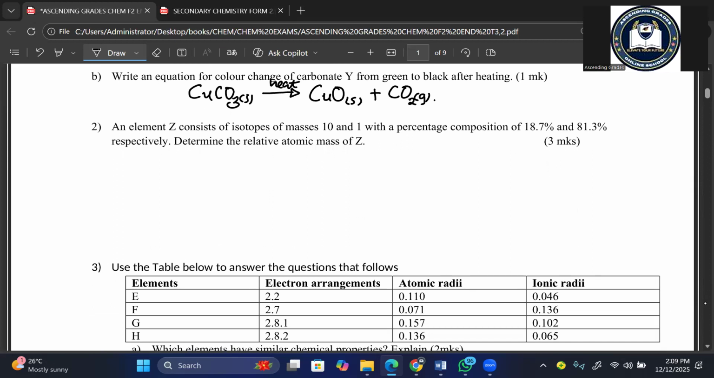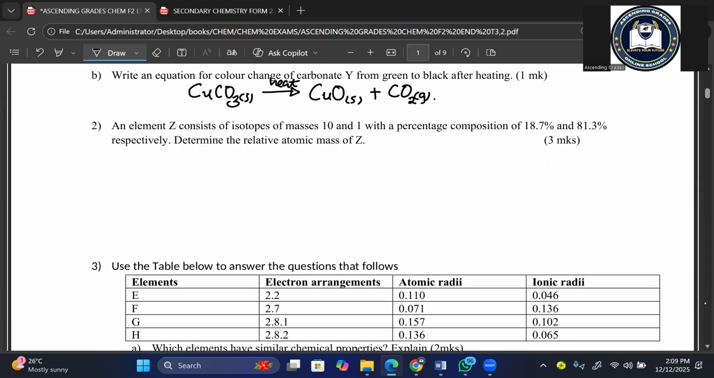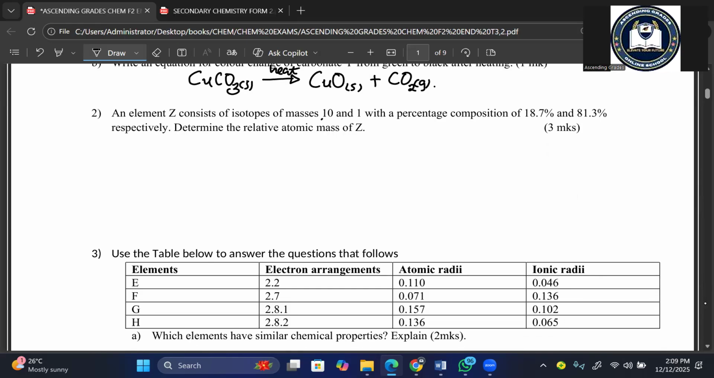An element Z consists of isotopes of masses 10 and 11, with percentage composition or abundance of 18.7% and 81.3% respectively. Determine the relative atomic mass of Z.